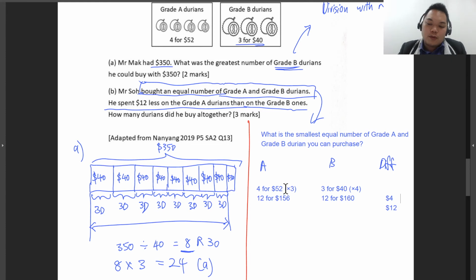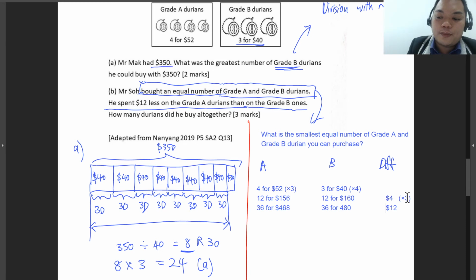Okay, so here, to obtain a difference of $12, you want to ask yourself, what must you do? How many of these $4 do you need to form up a $12 difference? This would be times 3. So when we do this, we will obtain 36 durians for 156 times 3, 468, and 36 durians from B for $160 times 3, 480, and we will obtain the difference of $12 here.